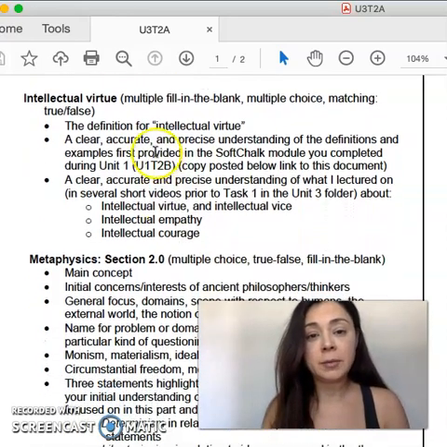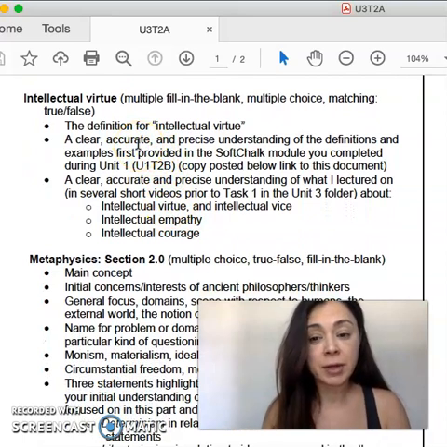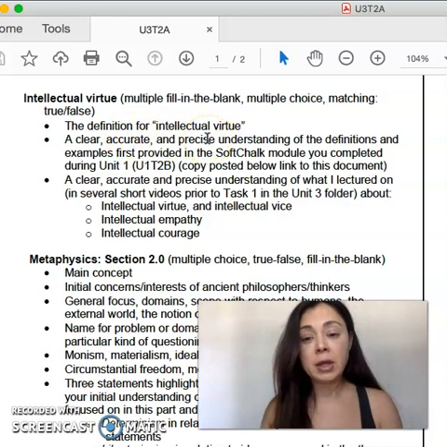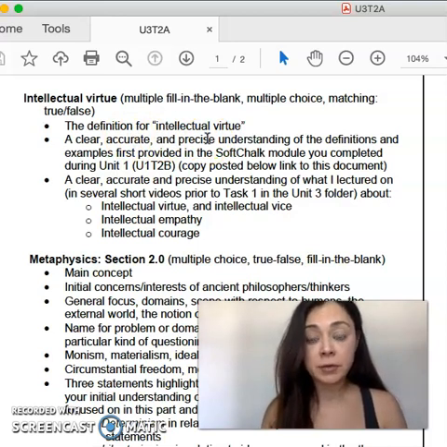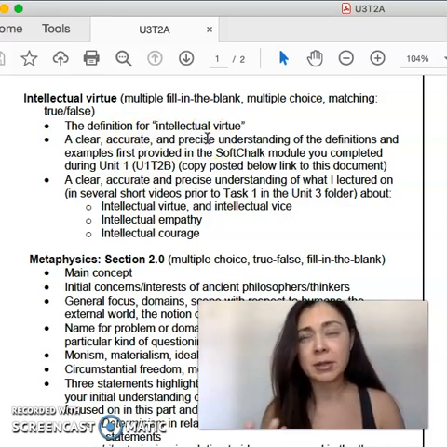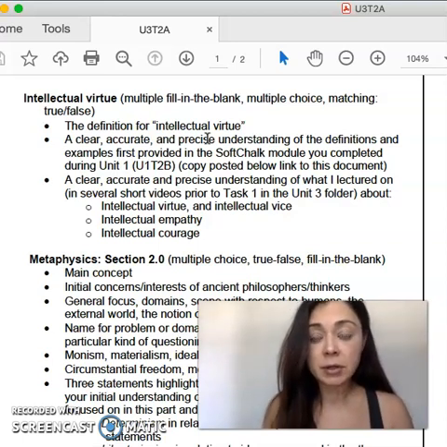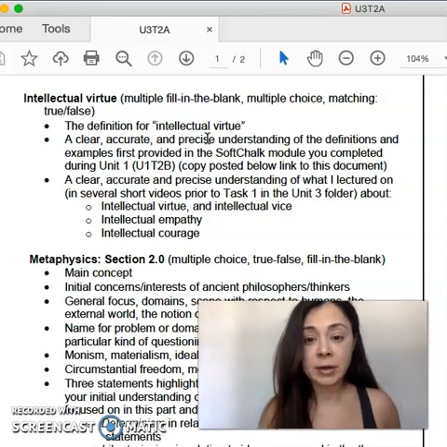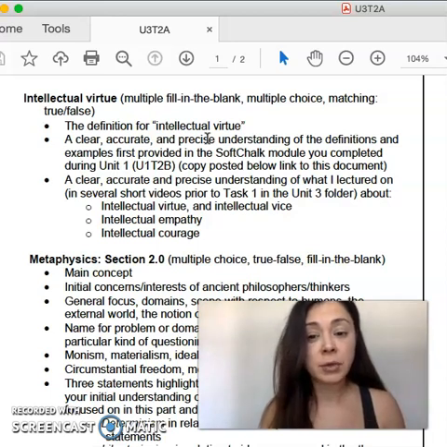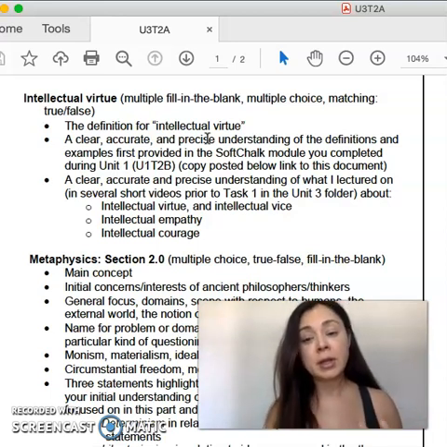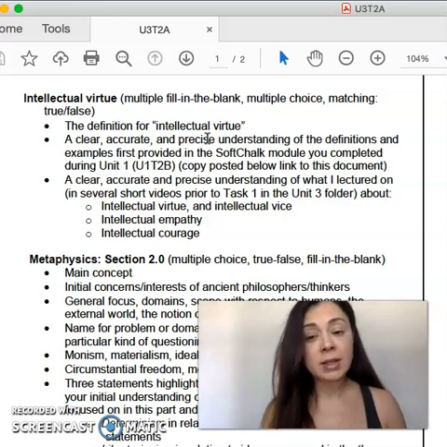All right, so going into more detail, I'm going to provide some more information to help you get ready for this test. The definition for intellectual virtue. I want you to use the new definition, or not so much new, because I did present the gist of it in the SoftChalk module. During Unit 2, I lectured on intellectual virtue. I had an opening video prior to task 1, and I said, here's the gist of intellectual virtue. Here's what I want you to remember from now on. Here's what I'll be thinking and saying with respect to intellectual virtue and its definition.